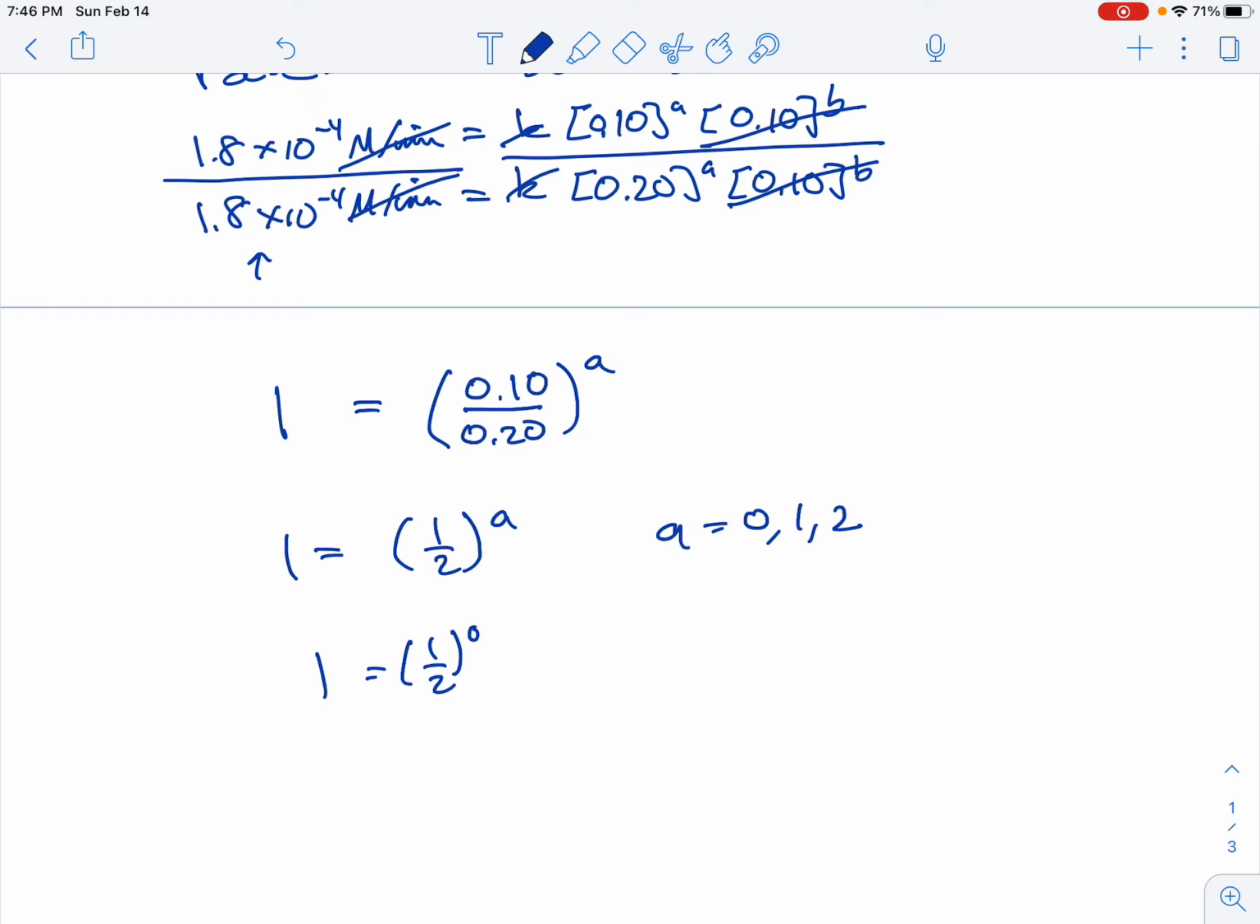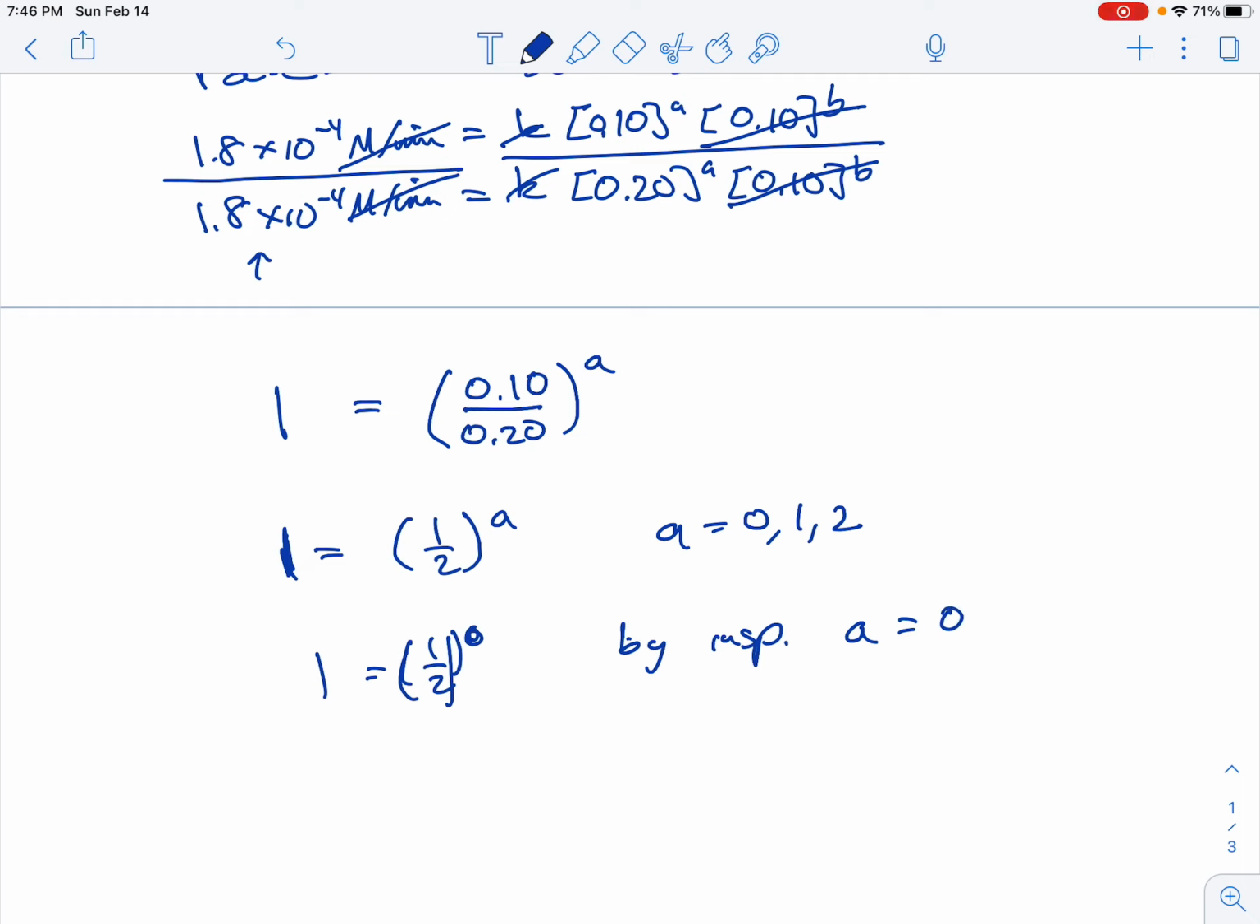Sometimes when you're rushing, people will see this 1 over here and think, oh, A is 1. Yeah, it is. Slow down. Remember your algebra. Anything to the 0 power is 1. All right? So that means that by inspection, again, A is equal to 0.